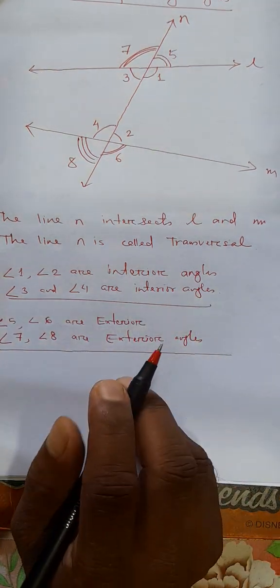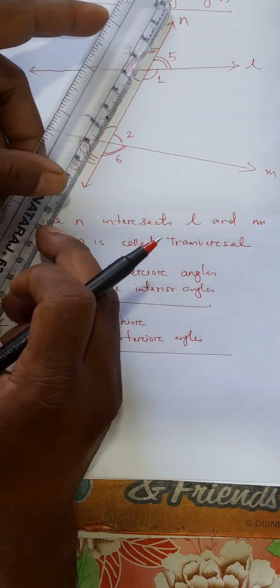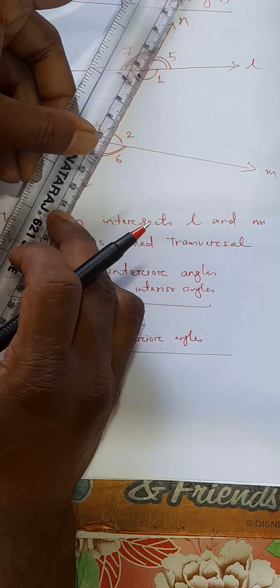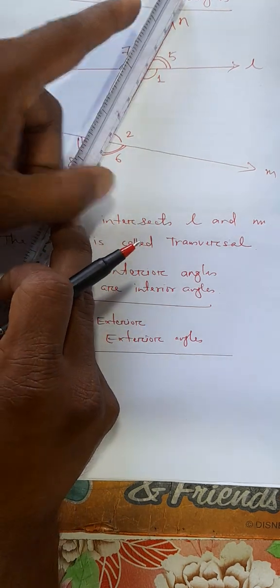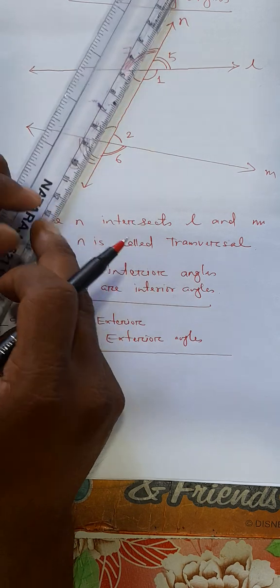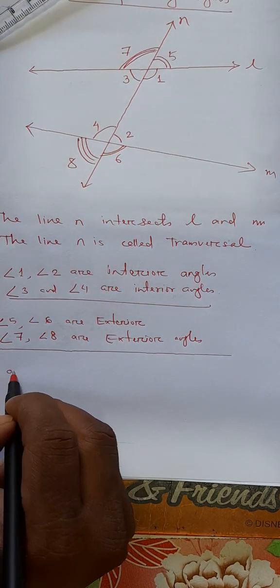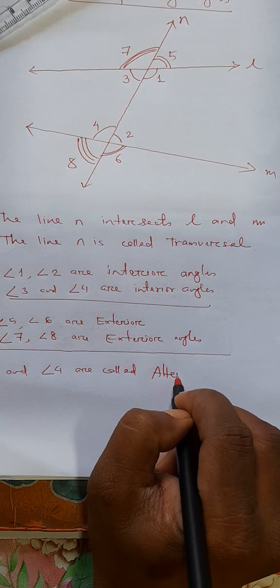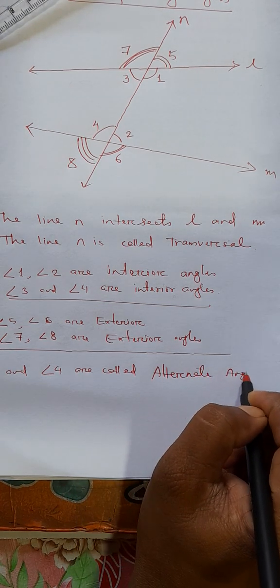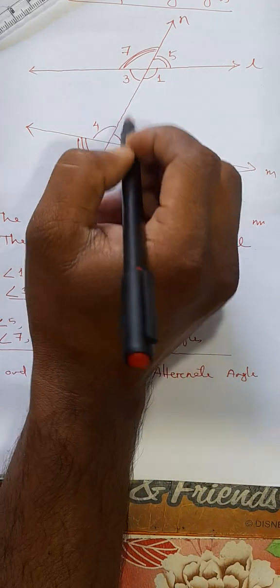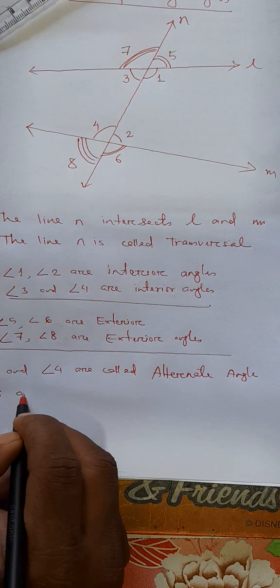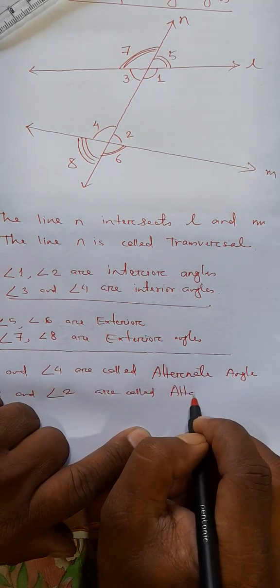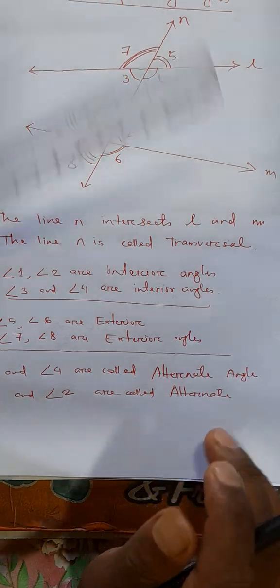Now you see angle 1 and angle 4 lie on opposite sides of the transversal and in between the lines. So angle 1 and 4 are called alternate angles. Similarly, angle 3 and 2 are called alternate angles.